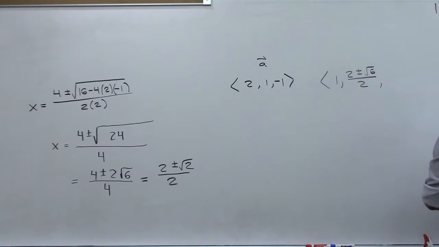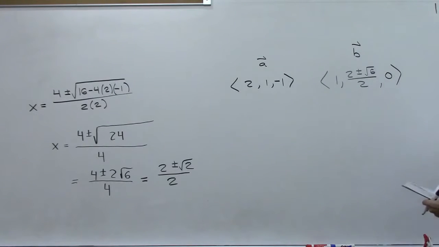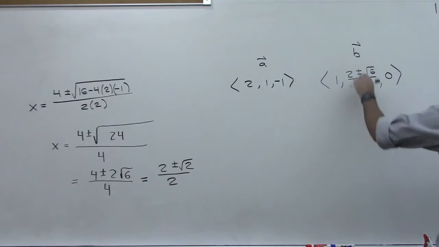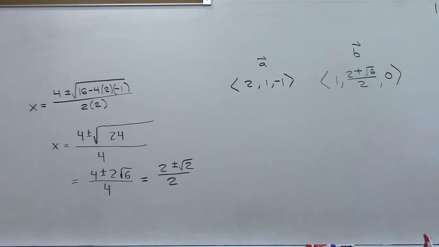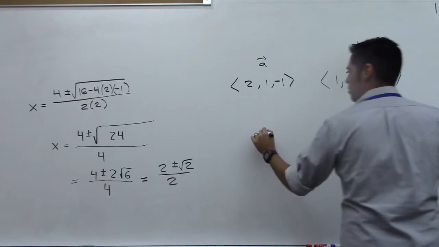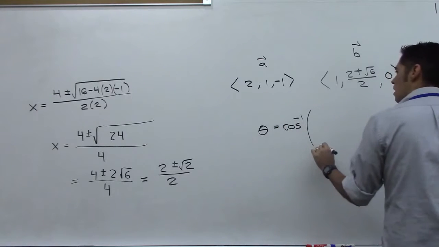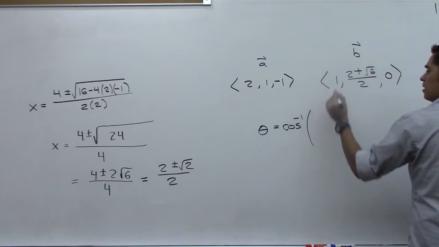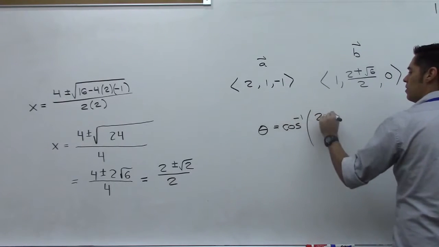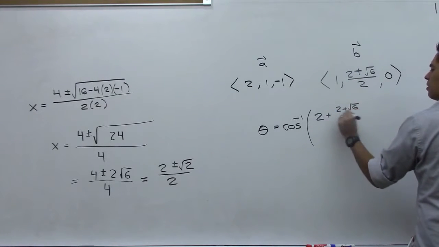And then 0. This is B. And I need to check that the angle between those is 45. So I'd have to check both the positive and the negative case. So let's just take the positive case, and I'll let you check the negative on your own. What's the angle between those vectors? Well, the angle between those vectors is the inverse cosine of A dot B. So let me try and do A dot B quickly. 2 times 1 is 2, plus 1 times this. So 2 plus root 6 over 2.